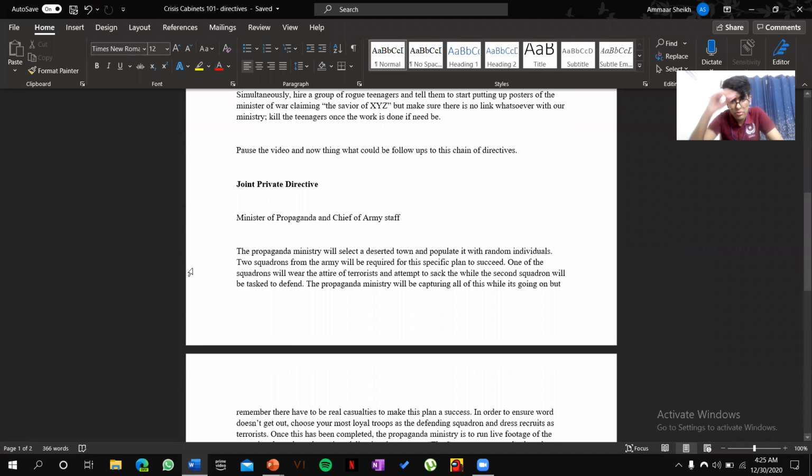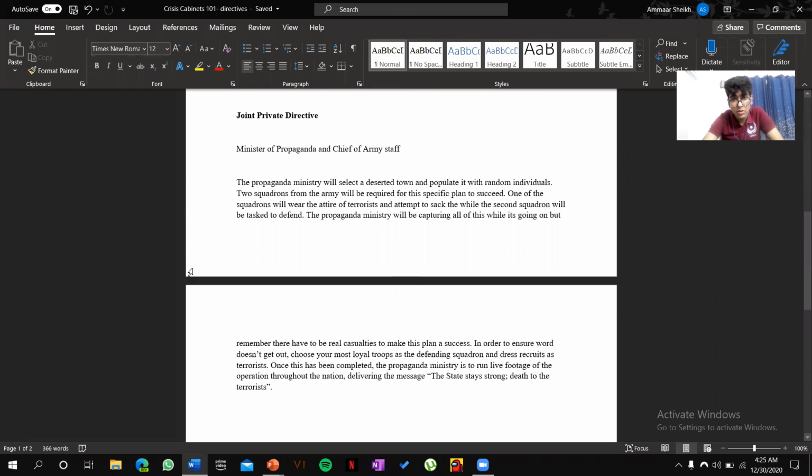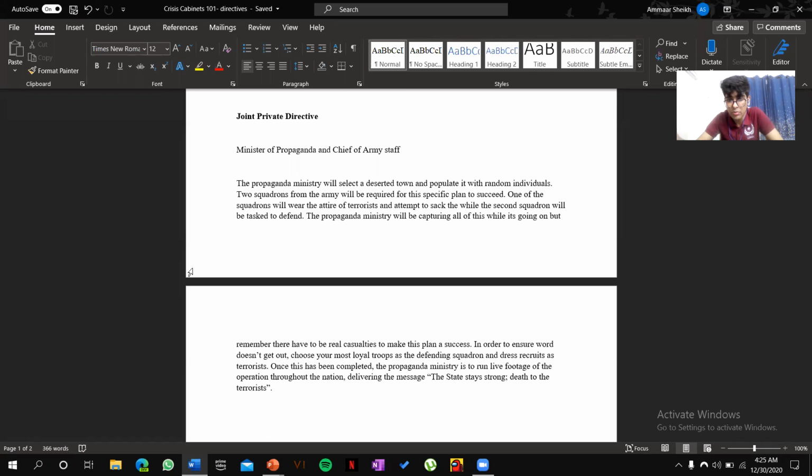When it comes to structure, it's still the same. There will be no "to confidant"; you don't ideally address it. When you're writing them down, you just go on explaining exactly what the plan is and what the portfolio powers will be doing. So here, the Minister of Propaganda and the Chief of Army Staff are writing: the Propaganda Ministry will select a deserted town.